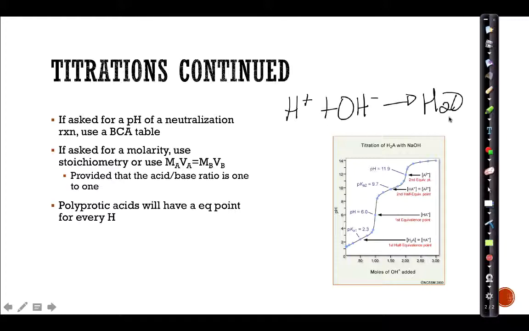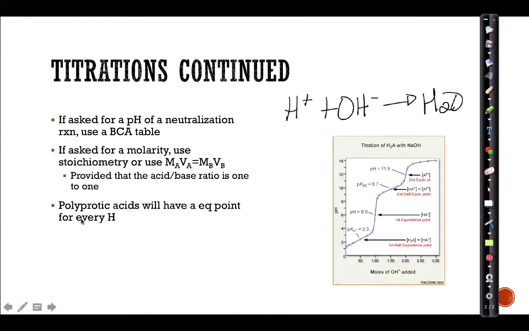You can use stoichiometry to figure out what your molarity was, because at your equivalence point, the moles of whatever you're adding is equal to the moles of whatever you had present. Or you can use this equation: the molarity of the acid times the volume of the acid is equal to the molarity of the base times the volume of the base, provided it's just a 1-to-1 ratio.